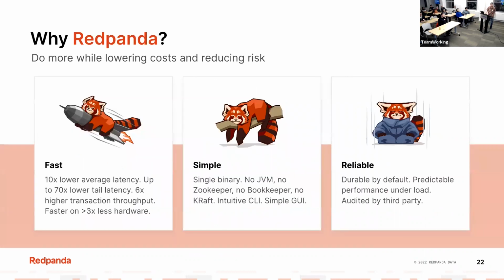So just to sum things up, why would you use Redpanda? It's faster. We talked about lower latency, lower tail latency. It's a lot simpler. You do a single binary. There's no JVM. It's a lot easier to tune. There's no reliance on external systems. We have a nice CLI and a nice GUI.